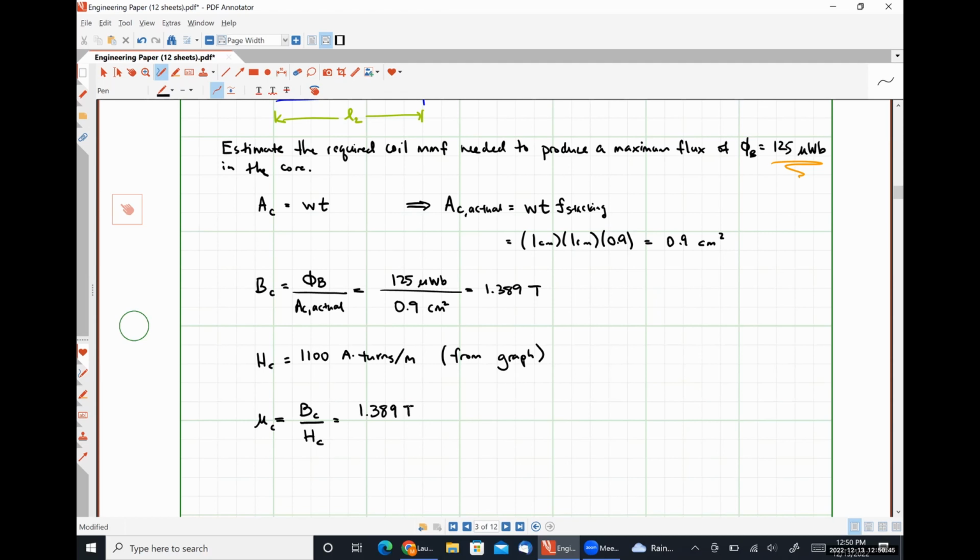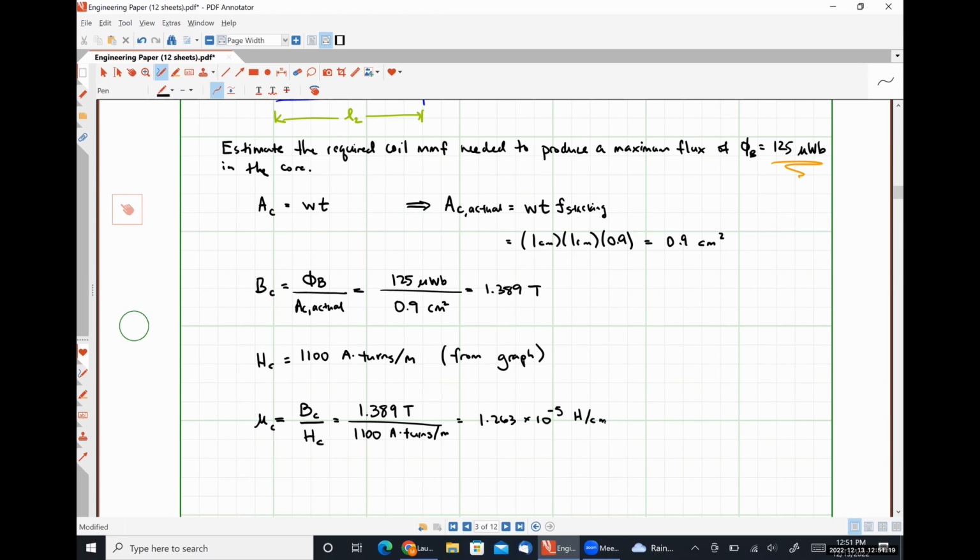1.389 Tesla divided by 1100 amp turns per meter. And this is going to give me a value of 1.263 times 10 to the minus 5 henries per centimeter, where I've done some unit conversions there to put it in the form that we are used to seeing.